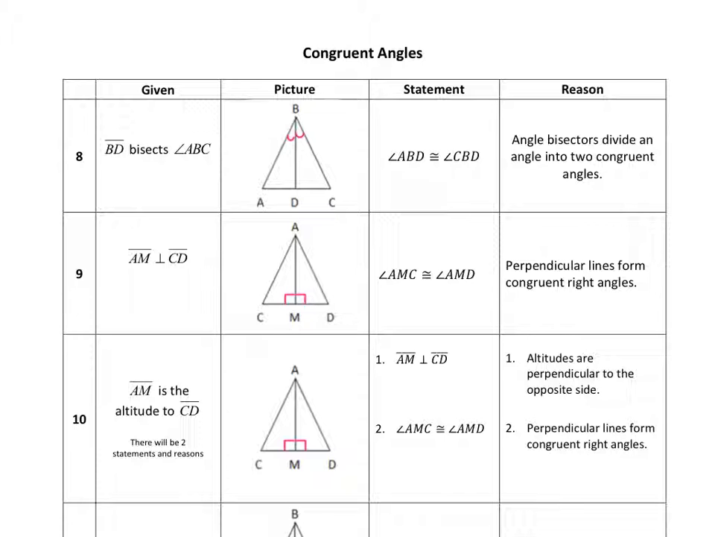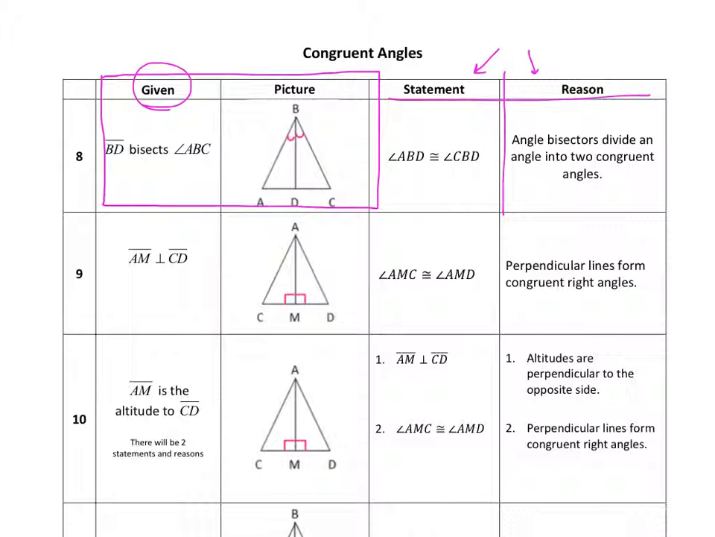So the same concept applies over here on the back side of that page with congruent angles. So again, we're given a statement, a given, and a picture. We're asked to mark up the diagram, and then we are given the statement and reason that we could make as if we're doing a T-chart proof. So you have to come up with the statement and the reason on your own based off of the given that's provided to you. So here in this particular example, BD bisects angle ABC.